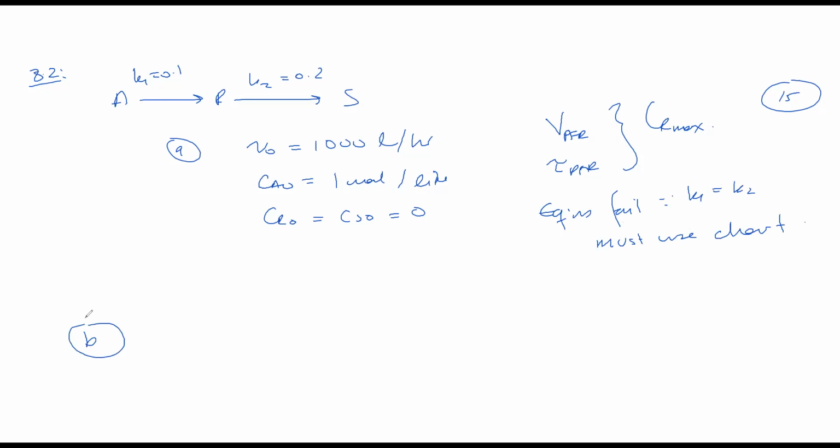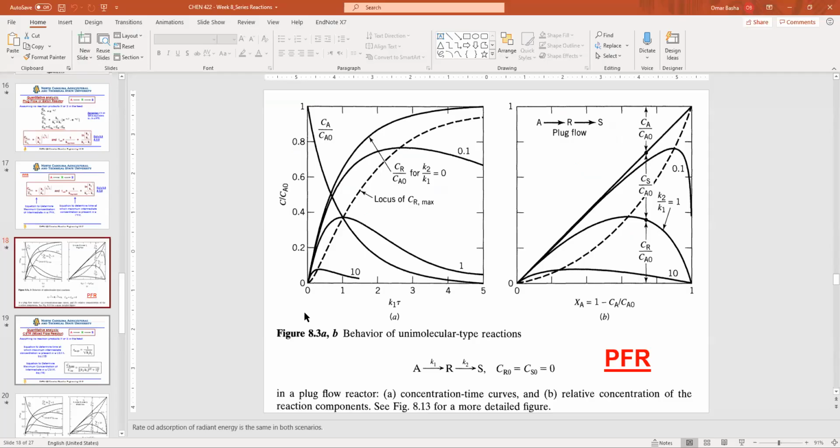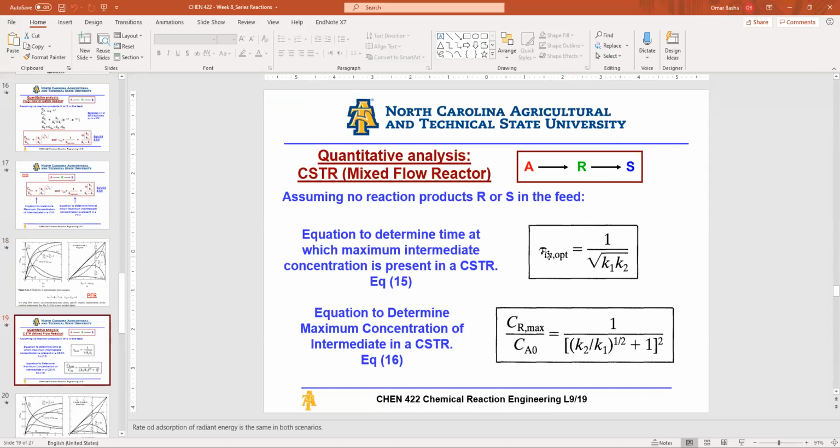For number B, I want to do the same thing. However, this is for a CSTR. And in this case, the equations will work for a CSTR. So if I go to my slides here and look at the equations, for a CSTR we can calculate tau equal to 1 over square root of K1 K2. This is the tau at which I get the maximum concentration of intermediate. And I can use this equation to get the maximum concentration of intermediate: CR max over CA naught is equal to 1 over (K2 over K1 to the half plus 1) squared.